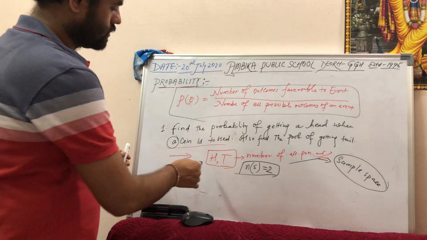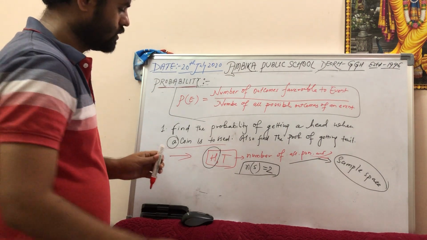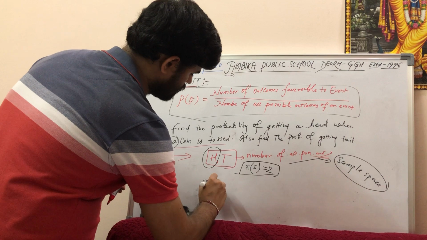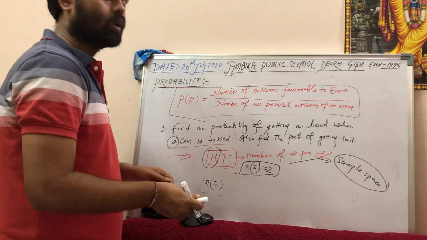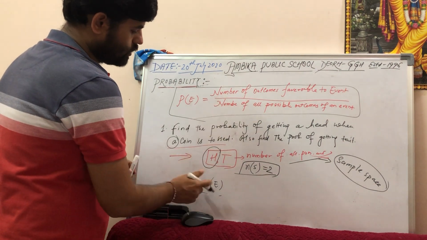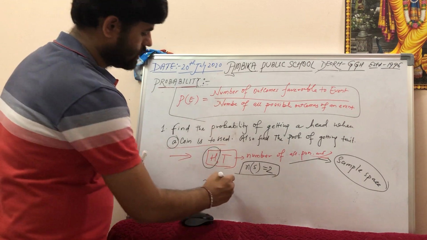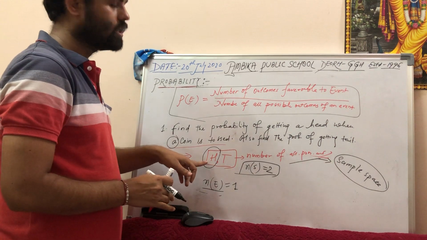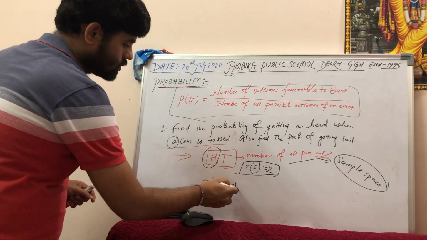Getting a head, how many heads are here? Only one head, right? So the number of outcomes favorable to the event. What event? Getting head. You can write it as n(E). n(E) means the number of events. What is it? 1. Why 1? Because only one head is here, right? So the number of events equals 1.